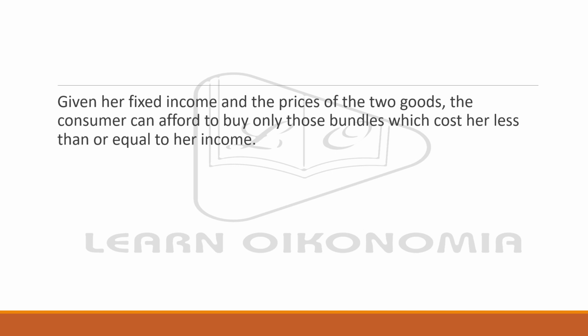Given the fixed income and the prices of the two goods, the consumer can now afford to buy only those combinations of commodities which would be costing the consumer less than or equal to the person's income. This is very much required. So if you are given your income and the price of the commodities, you can purchase and consume only those particular bundles of commodities which will be costing you less than or equal to your income. That's it.